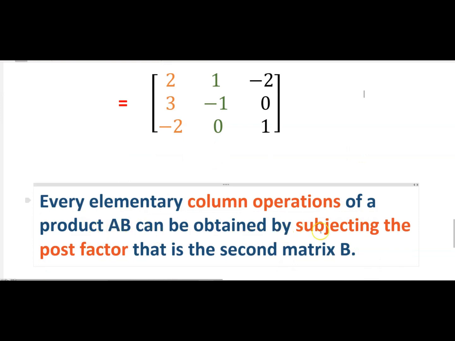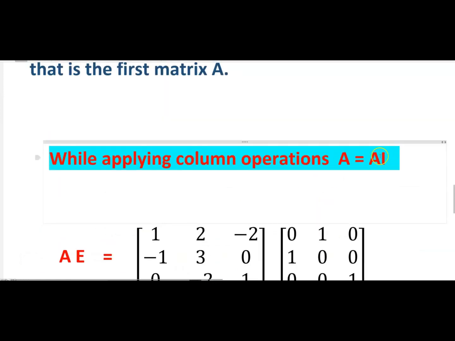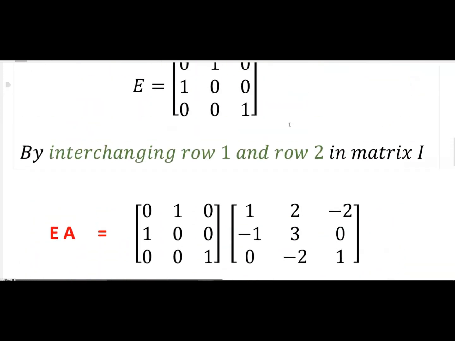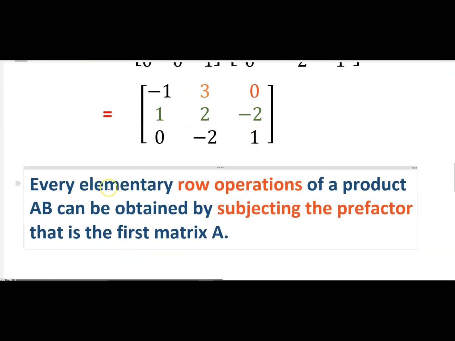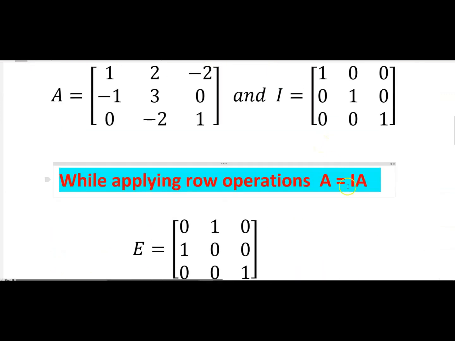So I hope you are getting this point, that every elementary column operation of a product AB can be obtained by subjecting the post factor. Similarly, every elementary row operation of a product AB can be obtained by subjecting the prefactor, that is this one. So I hope you are getting this point, why we write A is equal to IA while applying the row operations, and A is equal to AI while applying the column operations.